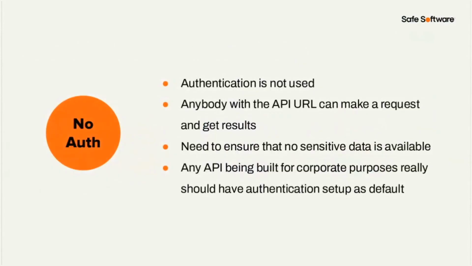This is conceptually the easiest option, but can carry risk if you're not ensuring that the data that is being requested is sensitive or important here. So with the no authentication option, shockingly, authentication is not used. So anybody with the API URL can make a request. You need to really ensure that no sensitive data is available. So any API that's being built for a corporate purpose or gatekeeping any kind of sensitive information really needs to have authentication set up as a default when you move forward.